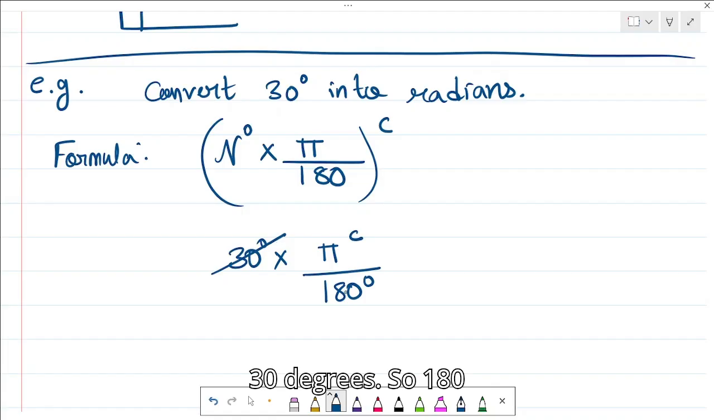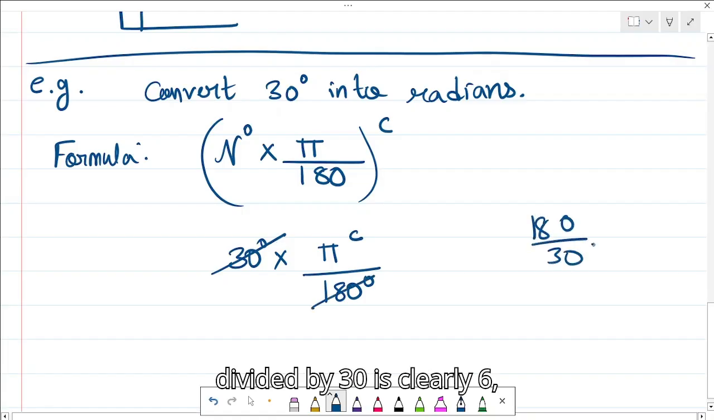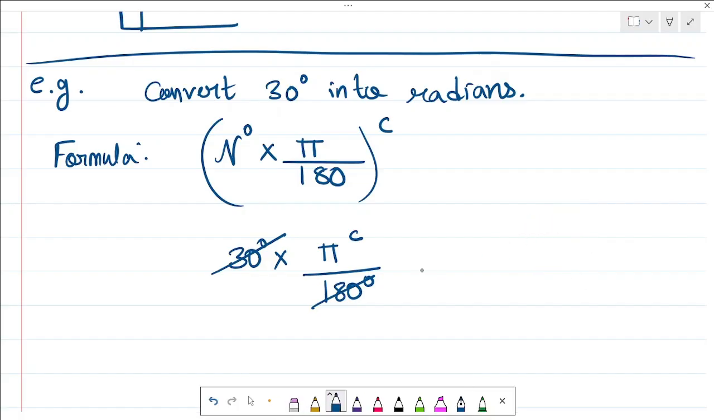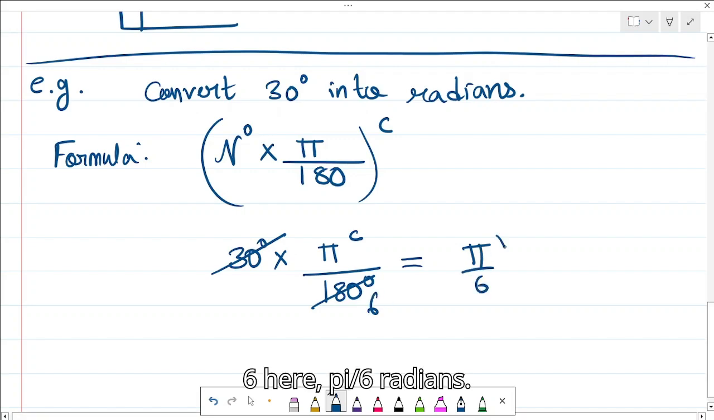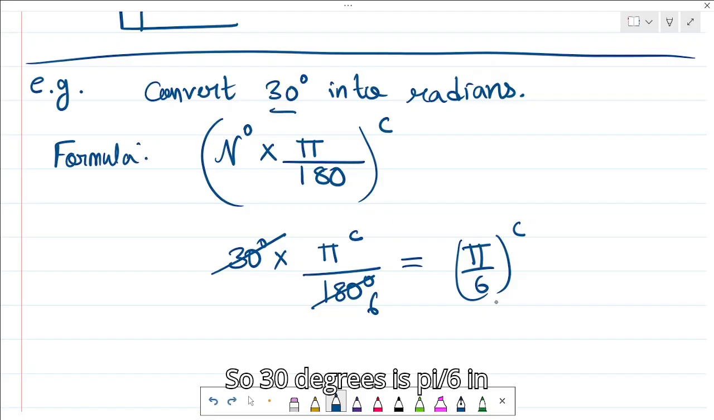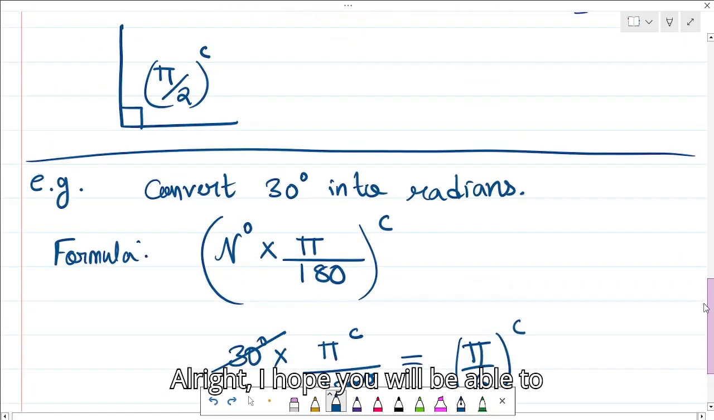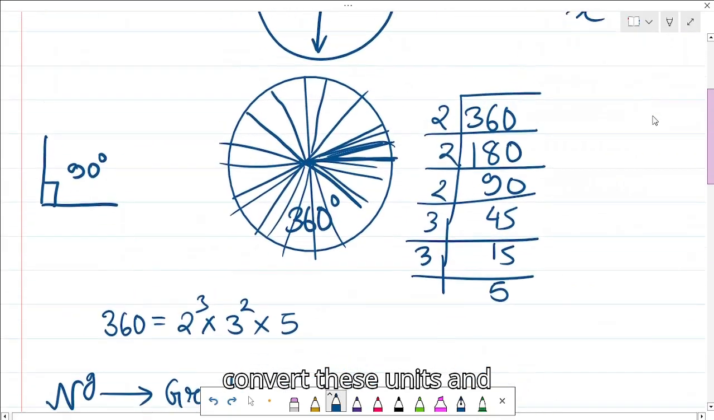So 30 degrees. So 180 divided by 30 is clearly 6, right? So that gives you 6 here. Pi by 6 radians. So 30 degrees is pi by 6 in radians. Alright, I hope you will be able to convert these units.